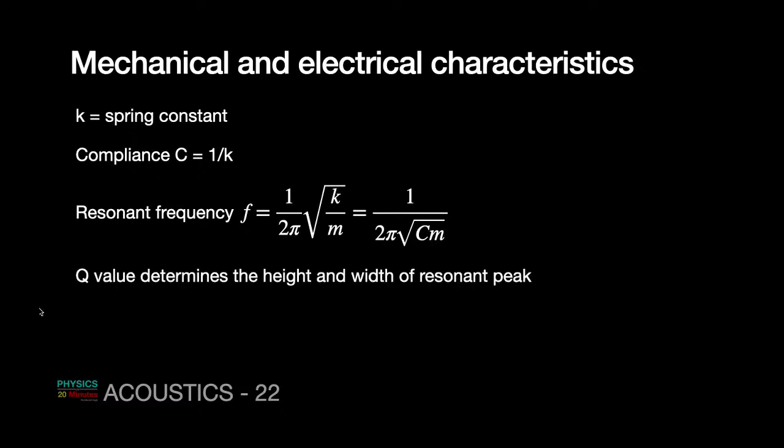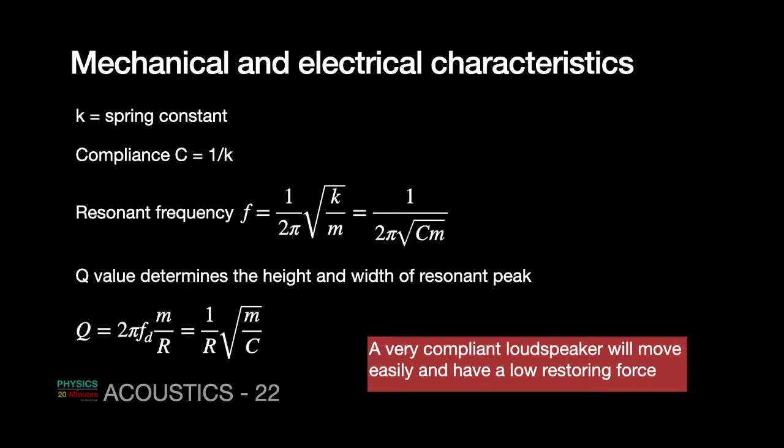Every oscillating system also has a Q value, which determines the height and width of the resonance peak. Typically in speakers we want a smaller Q so that the spectrum is very wide. Q is typically defined as 2 pi f M upon R, where f is the resonant frequency and R is the resistance of the coil, or also 1 over R root M by C. Just to recall, a very compliant speaker will move easily and have a low restoring force. So that's obvious.